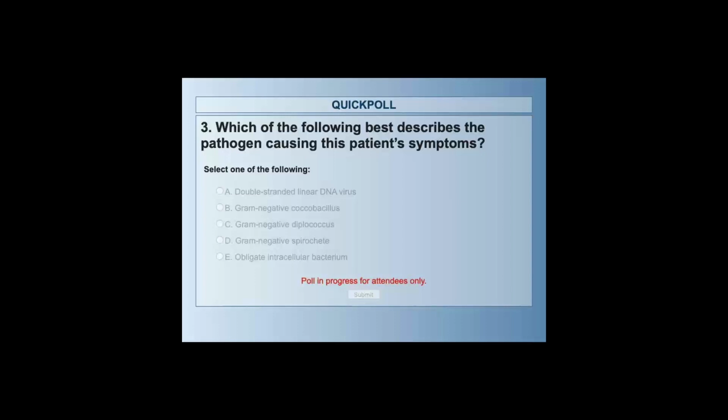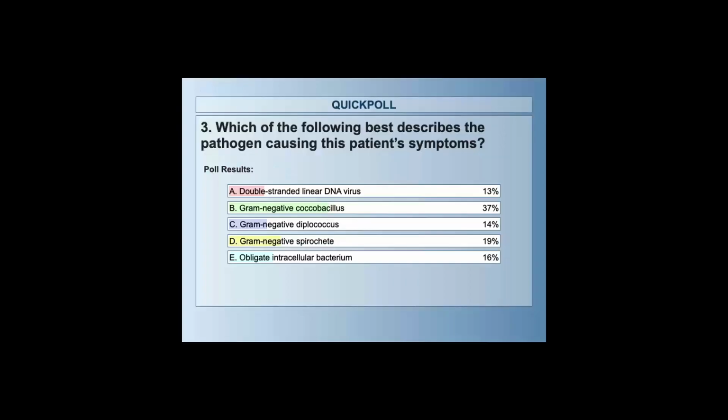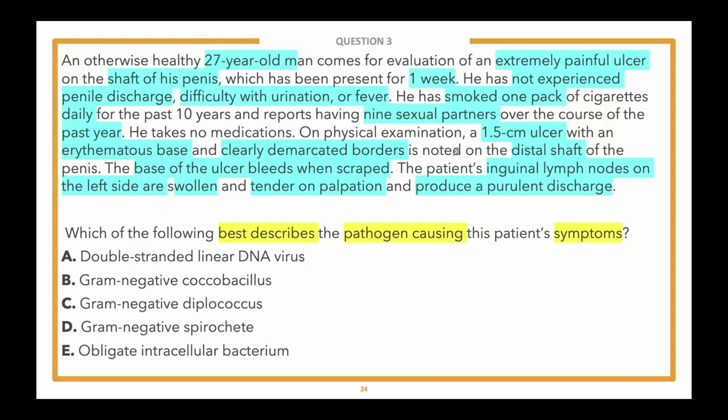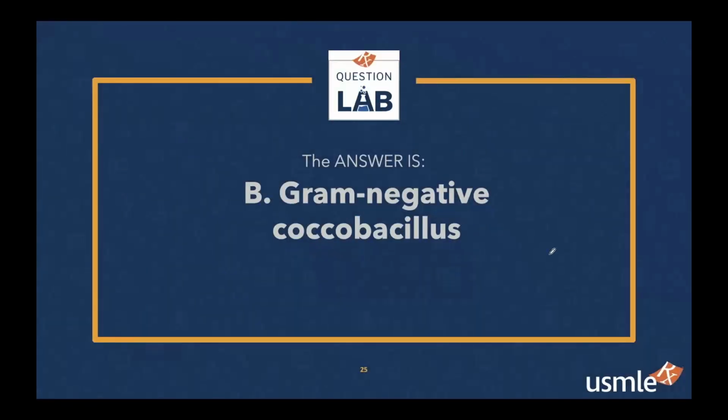I see the responses coming in. We'll give all of you a few more seconds here. All right, let's take a look and see what you selected. It looks like 37% of you selected B, gram-negative coxobacillus. In second place was gram-negative spirochete. So let's see what the correct answer is. The correct answer is B, and 37% of you got it right. So another challenging question. Let's have Boris walk us through it.